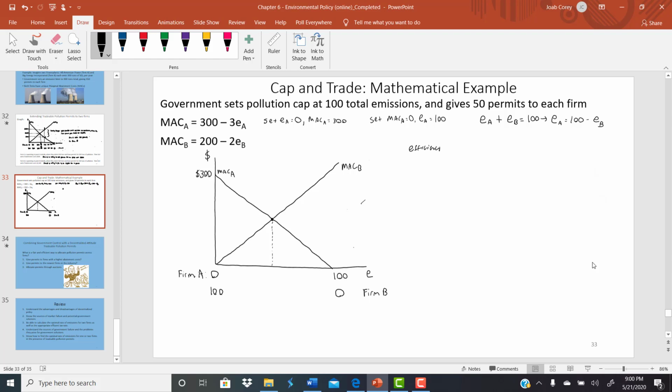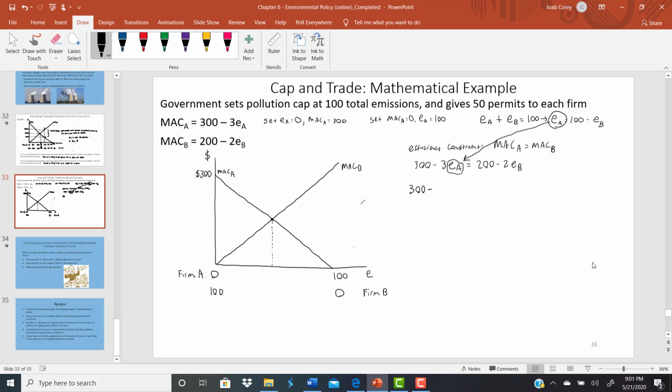Remember, our efficiency constraint is to have these marginal costs equal to one another. So setting MAC sub A equal to MAC sub B, we're going to set these two equations equal to each other. So we're going to have 300 minus 3 E sub A equal to 200 minus 2 E sub B. Now we've got one equation with two unknowns, and that's a problem unless we can substitute this E sub A into here, because in doing that, we take our equation down to one equation with one unknown, and that's something we can solve.